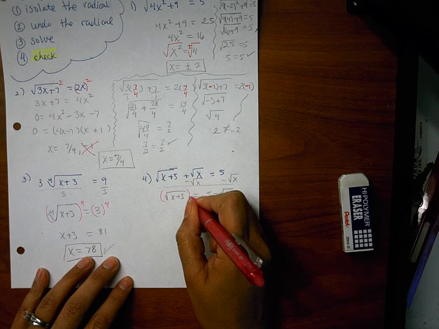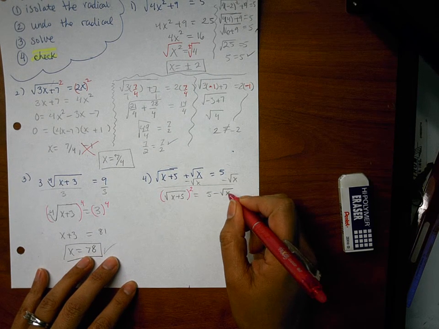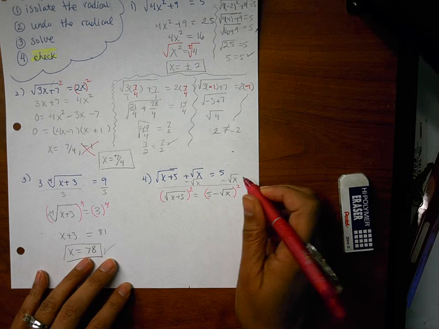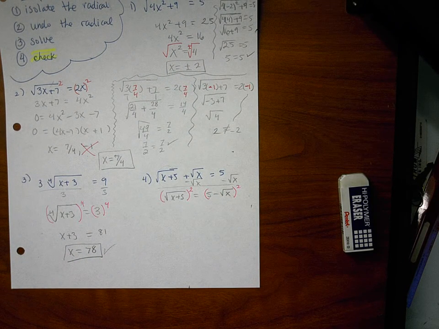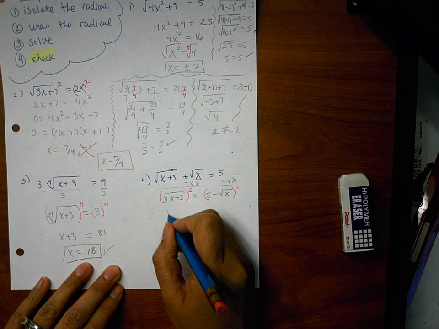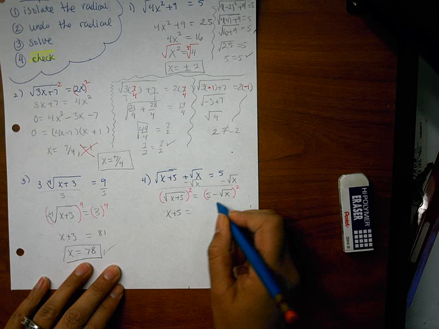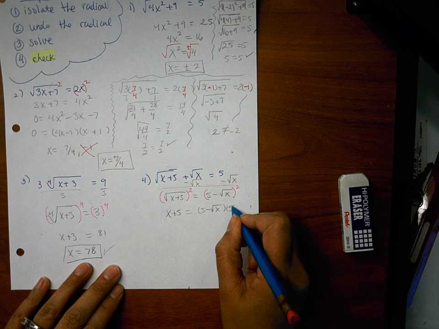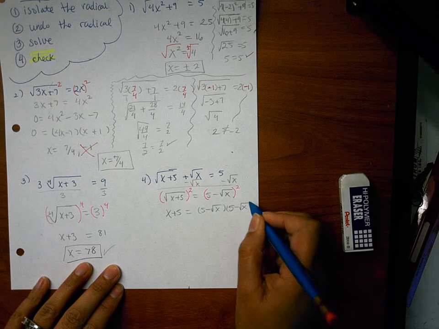Now, this is the tricky part, squaring. When I square this side, I do not square it individually. You have to write it as quantity squared. Have to. If you square individually, little pieces, it's wrong. I'm not going to give you credit for that. They undo each other, so I'm left with x plus 5 equals 5 minus root x times 5 minus root x.